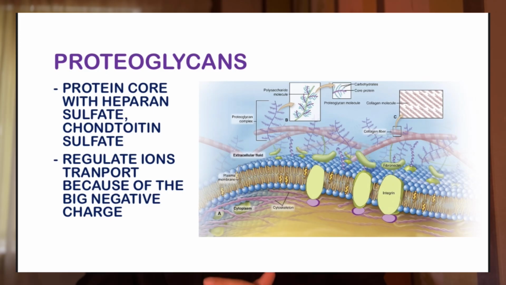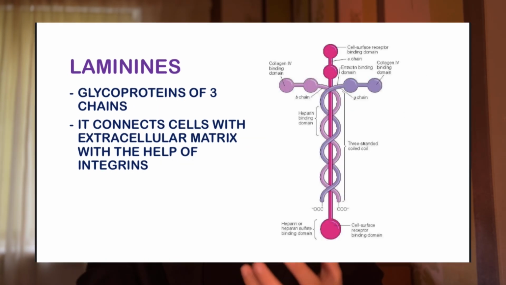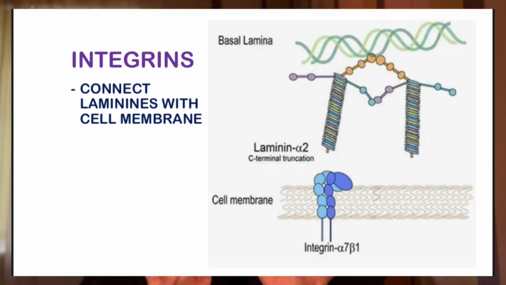So let's observe how cells connect with the basal lamina. The first protein group is proteoglycans. They are attached to collagen type 3. One of them is perlecan, the most common protein in the basement membrane. Nidogens are another interesting group of proteins that connect laminins with proteoglycans. Laminins connect nidogens with integrins, and integrins are very important transmembrane proteins.